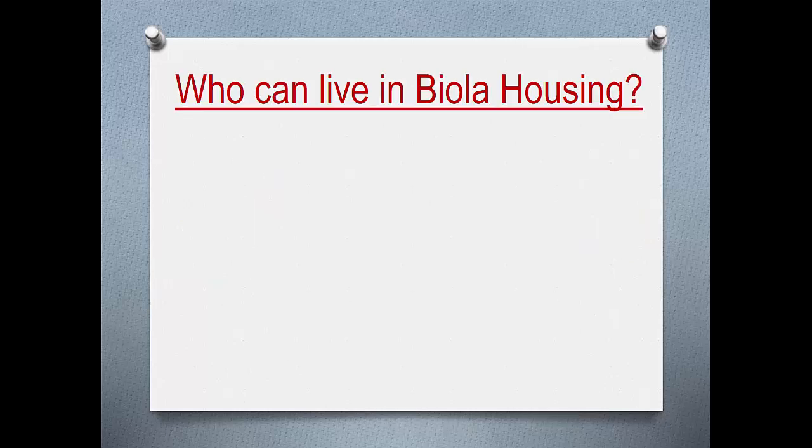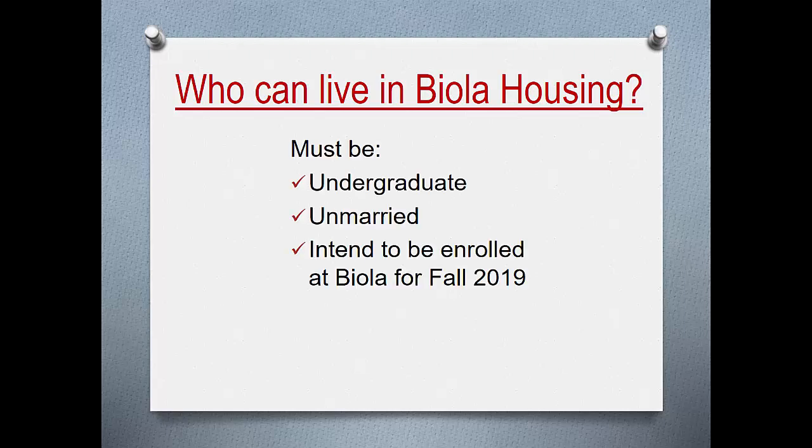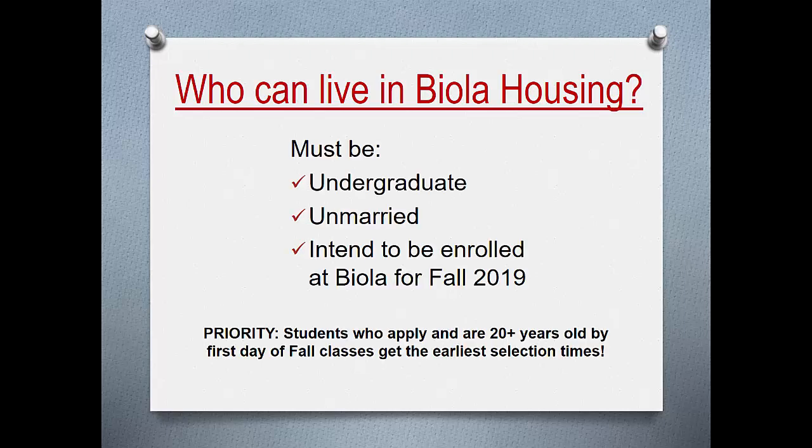To live in Biola housing, you must be an undergraduate student who is not yet married and intends to be enrolled at Biola. Priority to select a room goes to students who complete steps 2 and 3 and are older than 20 years old by the first day of fall classes.